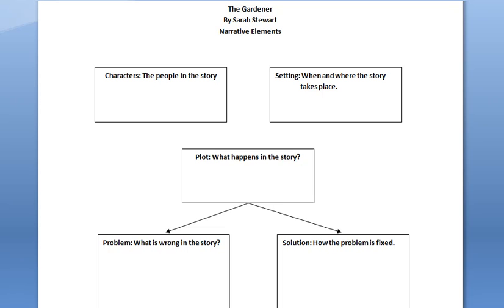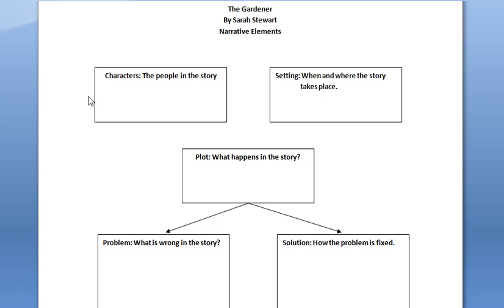The most important elements of a story, or narrative, are setting, characters, and plot. Thinking about the narrative elements in a story helps you to understand why the characters act as they do. The map below gives us information about the narrative elements in The Gardener. Identifying these narrative elements can help understand the actions of the characters.